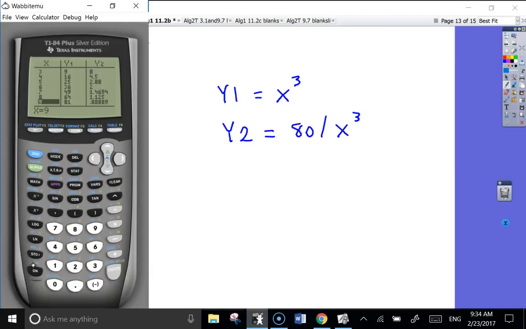Go to y equals. Okay, you got to take it out. You've been playing along here, right? X to the third. X is button right there. Hat. 3. Okay, now enter. Now do 80 divided by x to the third. Did you get it?